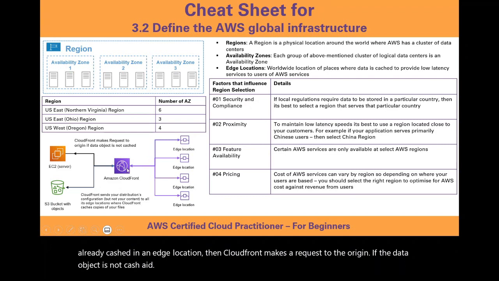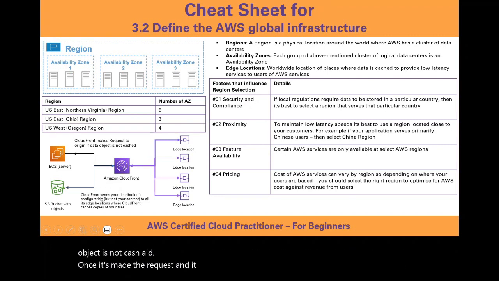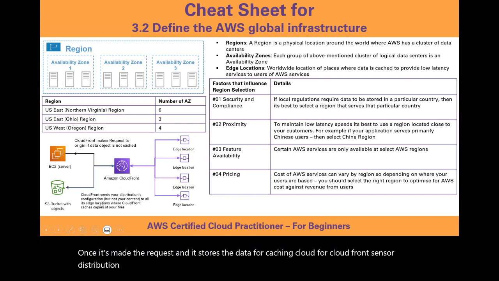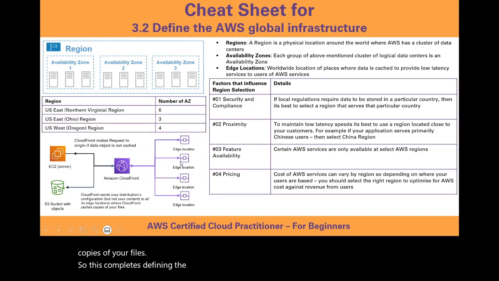Once it's made the request and it stores the data for caching, CloudFront sends your distribution configuration, but not your content, to all its edge locations where CloudFront caches copies of your files. So this completes defining the AWS global infrastructure.